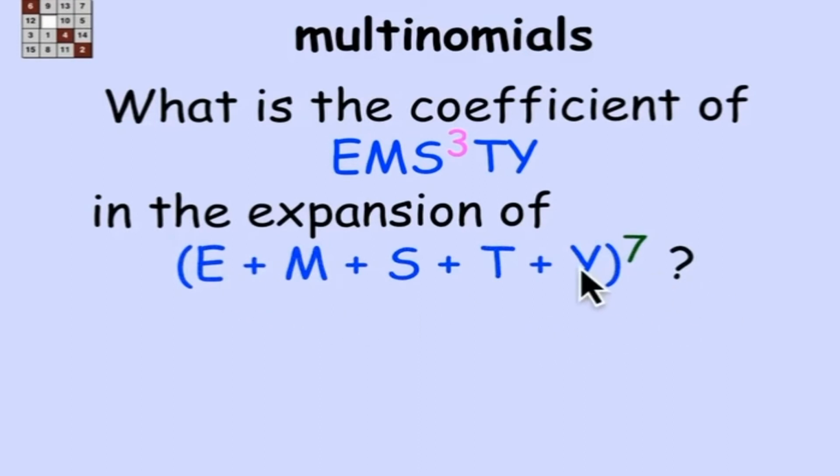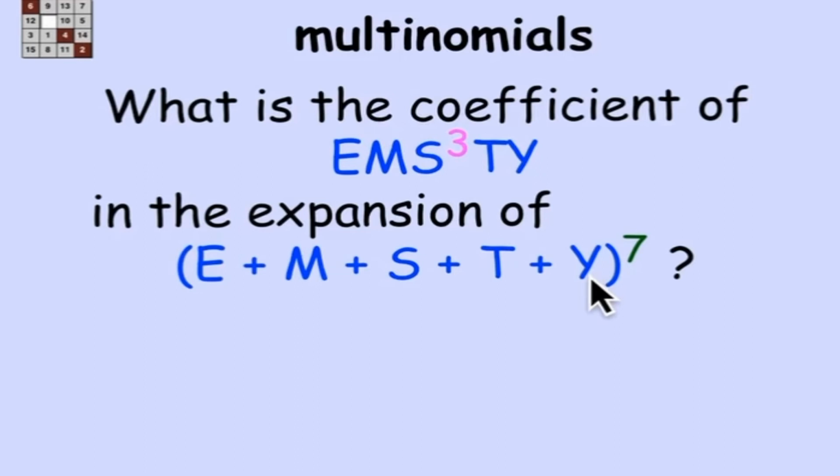So let's look at expanding a quintomial, a sum of 5 things, E, M, S, T, and Y, and I raise that to the 7th power. So that means in these products of 7 of these terms, I'm looking at words of length 7 whose components are the letters E, M, S, T, and Y. And if I multiplied this out, applying the distributive law, I would wind up with 5 to the 7th terms, each of them consisting of a permutation of the letters E, M, S, T, and Y.